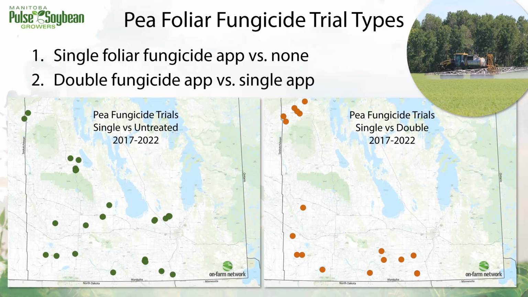It has been more common in drier years for farmers to be comparing a single versus none, asking that question, do I need a fungicide application in a dry year? And then in wetter years, it's been a bit more common to compare single versus double application, asking the question, do I need that second application to protect and maintain pea yield?